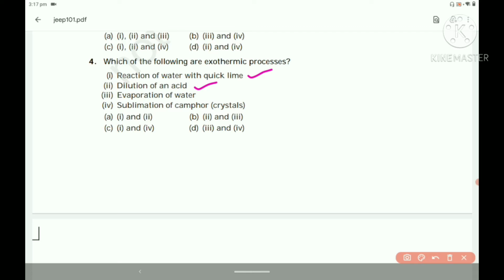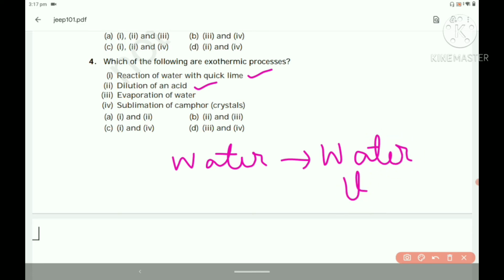Dilution is always exothermic. In the second chapter, you would have learned it, right? It's highly exothermic, so there are certain precautions. Evaporation of water: water is getting converted into water vapor. What happens is water will absorb the heat energy, it won't release.